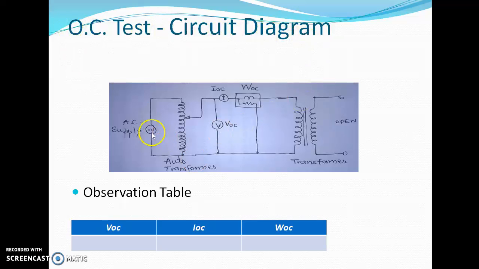So this is the circuit diagram for performing the open circuit test on a transformer. As you can see, one winding is open while the meters are connected in another winding, and an auto transformer is used to give the variable supply required for adjusting the rated voltage of the primary. And VOC, IOC and WOC are the readings on this particular side.